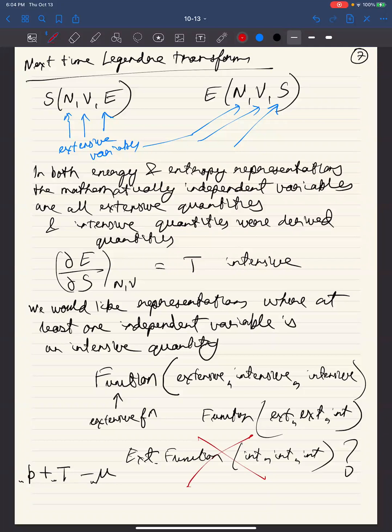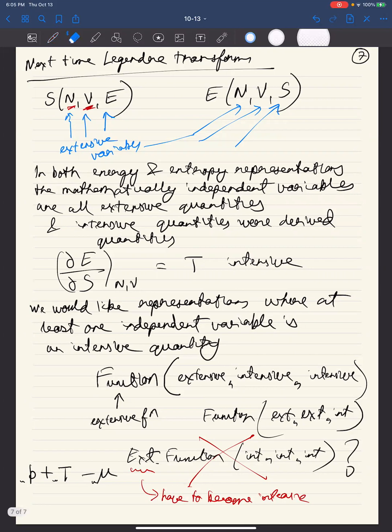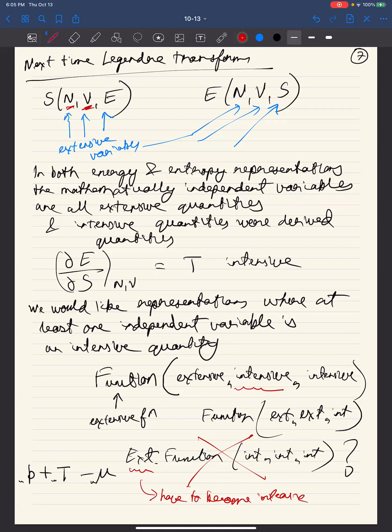You cannot replace all three variables with intensive quantities. If you do that, you can do it, but this thing will no longer remain an extensive function. It will become an intensive function. However, you can replace two of the values. So for example, N you can replace with mu, which is the chemical potential, and E you can replace with temperature, and both of these are intensive quantities.